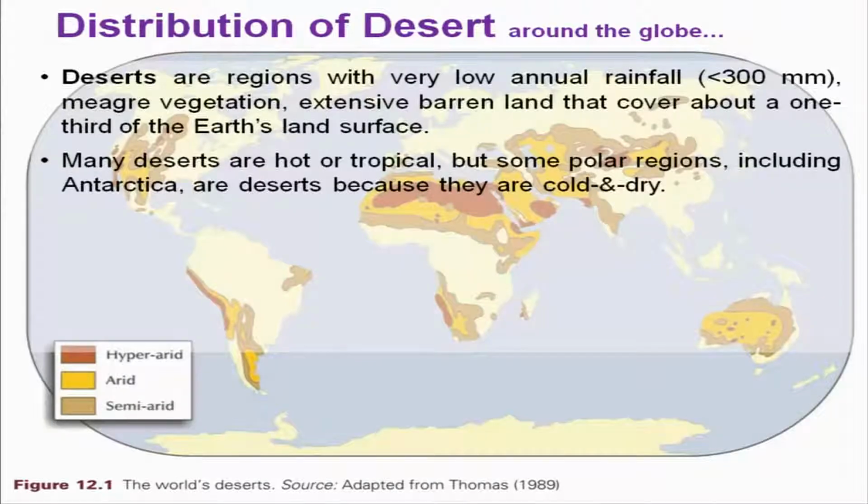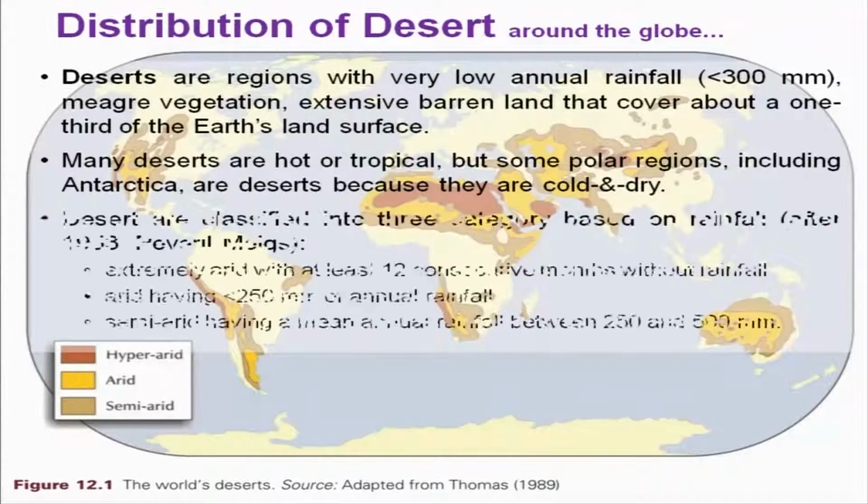Many deserts are hot or tropical, but some are in the polar regions also. So, you have cold desert areas, including Antarctica, which are desert because they are cold and dry. So, most of the deserts are hot, or you can say in the tropic or subtropic regions, but some are in the areas where we are having glaciers. So, it is cold and dry.